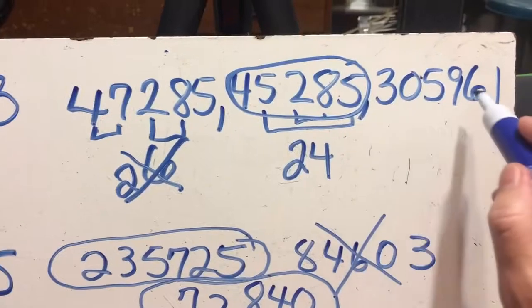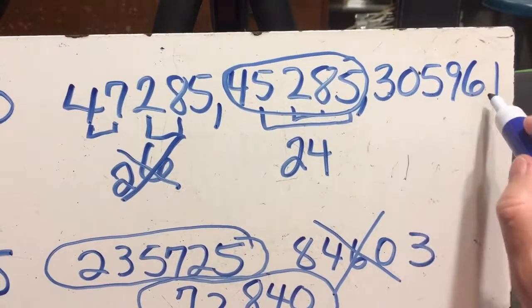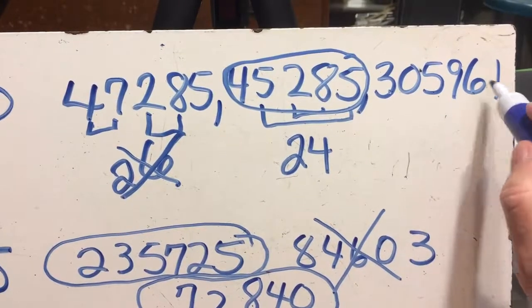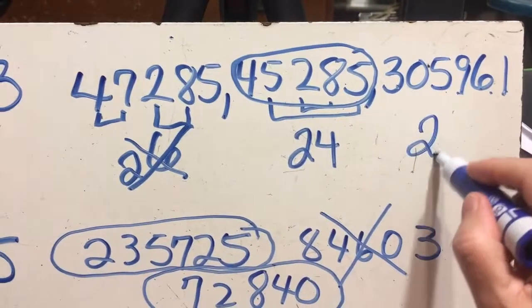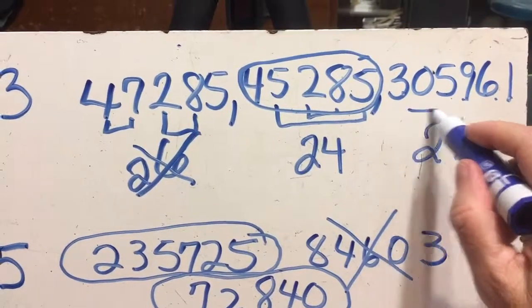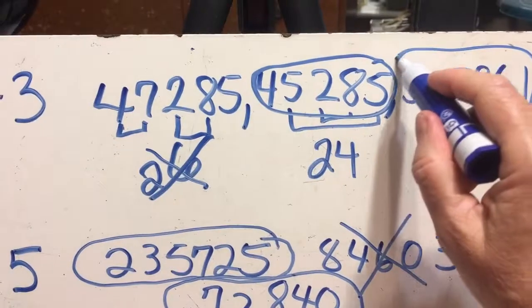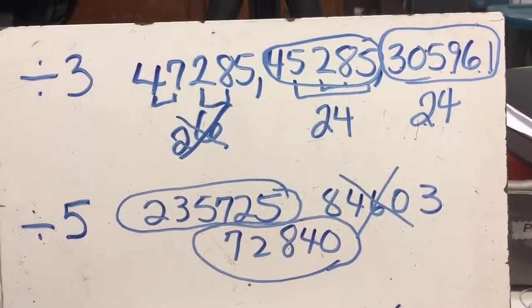Okay, and then this one right here: 3 plus 5 is 8, plus 1 is 9, and 9 and 9 is 18, and 18 plus 6 is 24 again. Since all of those add up to 24, the whole number is divisible by 3 because the sum is divisible by 3. I told you that was going to be an easy lesson. That was an easy lesson.